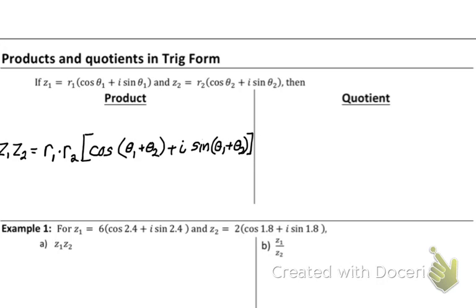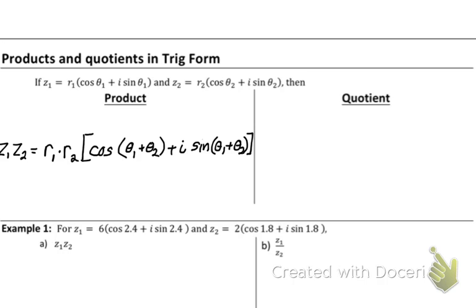So when I multiply complex numbers in the trig form, we just multiply our R values, which are also called our modules. Those are also called our absolute values, so they have multiple names. And we add our arguments, and that works the same as multiplying.